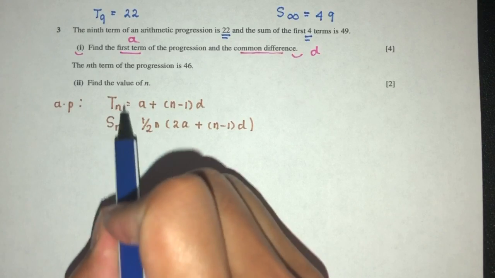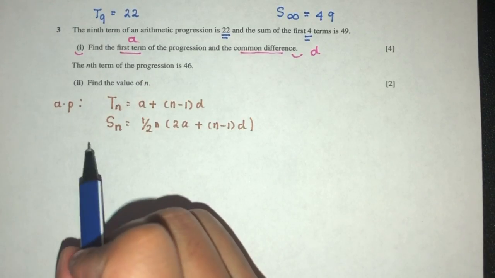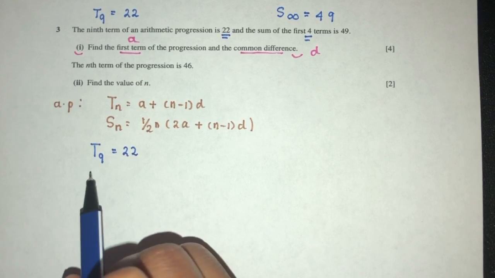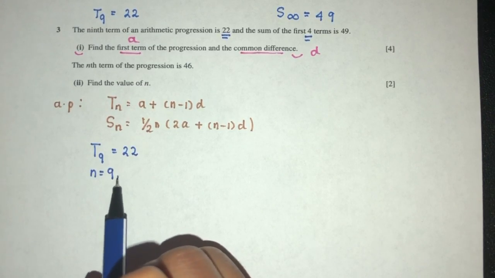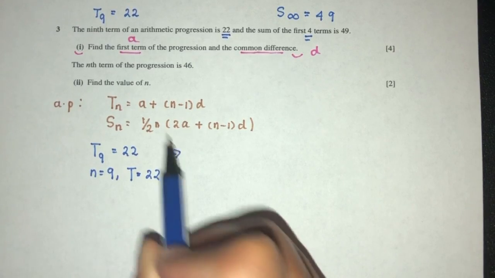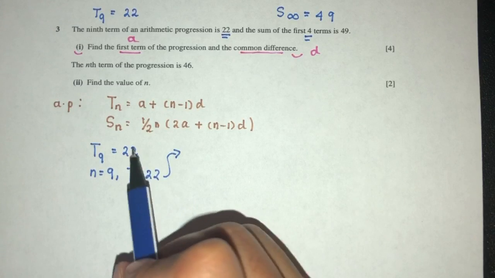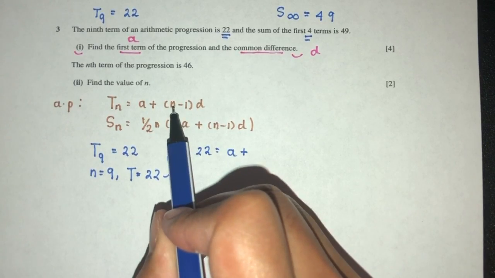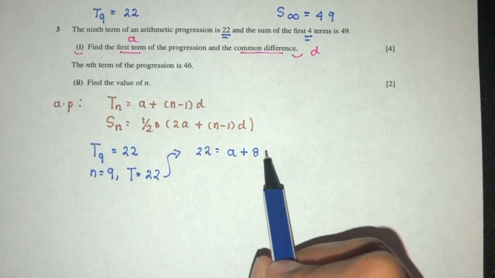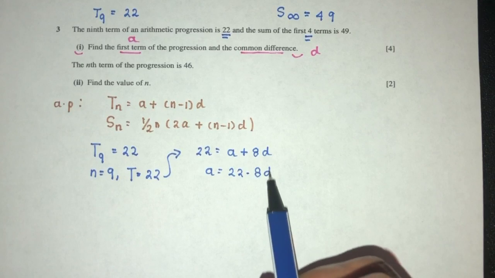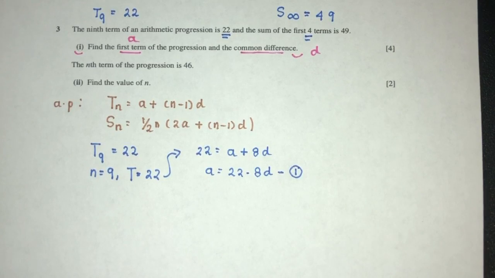For example, we know the ninth term is 22, which means when n is equal to 9, the term is 22. Replace in the first equation, so the term is 22. A we don't know, n we know is 9, so 9 minus 1 is 8, d. So a is 22 minus 8d. That is your equation number 1.